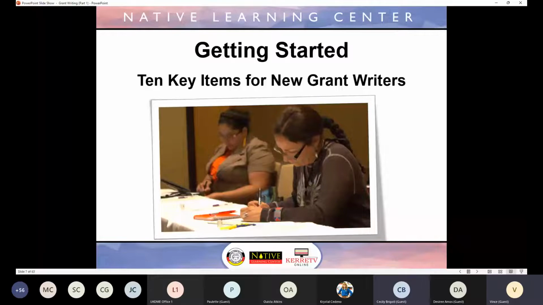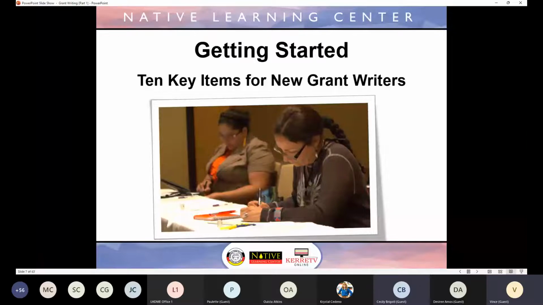10 key items. If you're new to grant writing or never been in it before, as I mentioned, you're in the right place. And let's talk about 10 key items for new grant writers. From my viewpoint, having done this for 20 years, small, medium, and large grants over the years, and also the research of best practices out there.